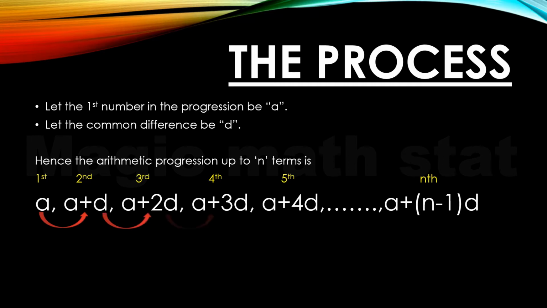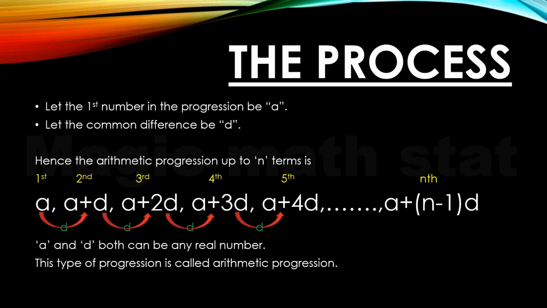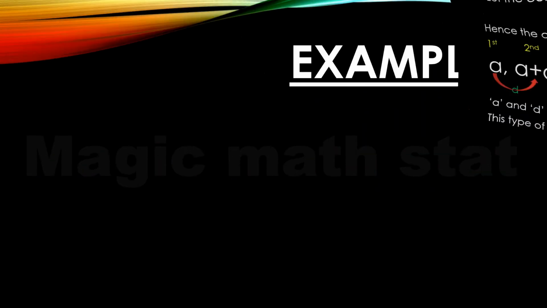Now, if you look at the differences between the first and second term, second and third term, third and fourth term, fourth and fifth term, you will see that the differences between all the consecutive terms are D. In this process, A and D both can be any number. So, arithmetic progression is nothing but starting from a number and adding a difference again and again to generate other terms. Let's see some examples.